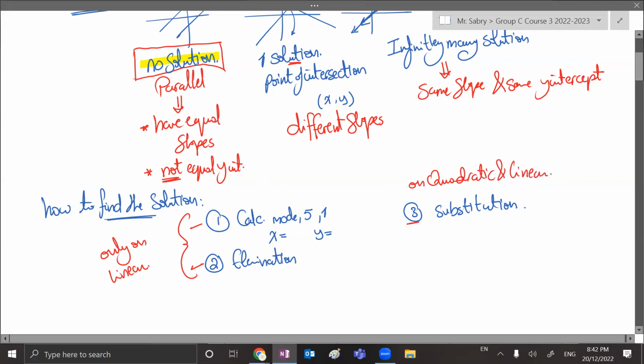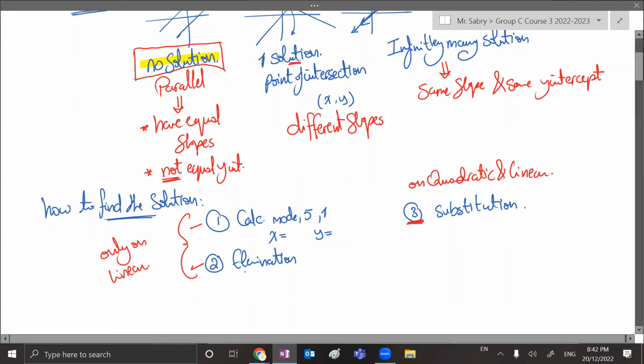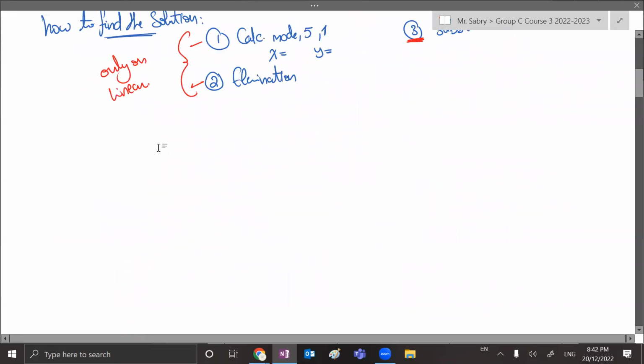So if you solve a system of equations using substitution, you can solve any system, whether quadratic or linear or anything. But if these two are linear, then you can solve using the calculator or you can solve using elimination. And we will work on this example to check how to solve using all of them.